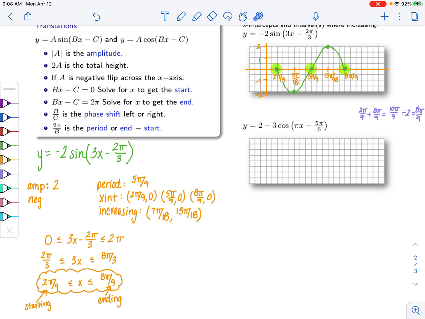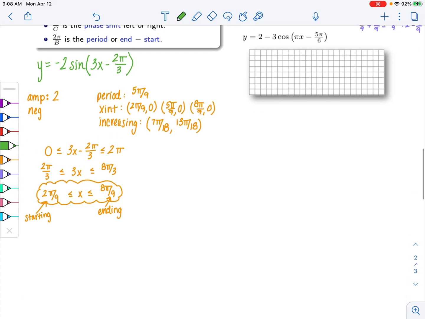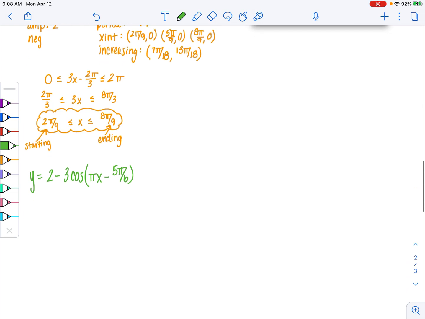If you have questions, write them down. We'll talk about it in class. Let's do our last example, though, as one more problem for reference. So this problem is y = 2 - 3cos(πx - 5π/6). Let's write all the information down, and then we'll put it on the graph.